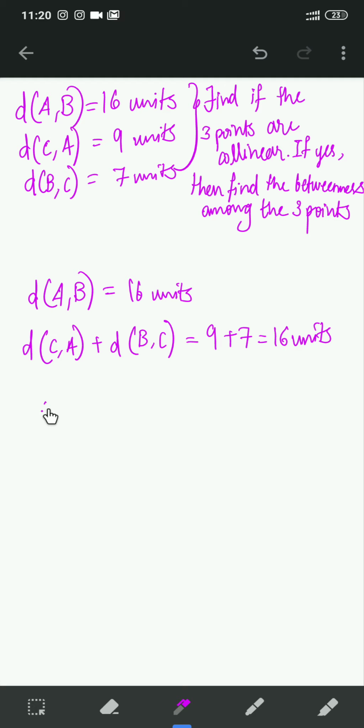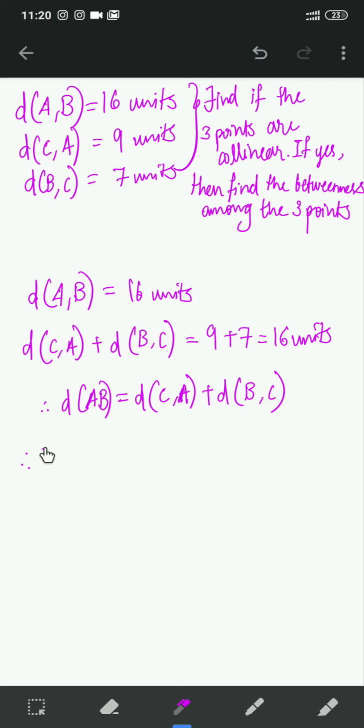Therefore I can say distance AB is equal to distance CA plus distance BC. They are equal. In the previous example, they were not equal, that's why they were not collinear. After calculating, we could find out that since those distances didn't match, those 3 points are definitely not collinear. But here the distances match. Therefore, I'll say that the 3 points A, B, C are collinear.